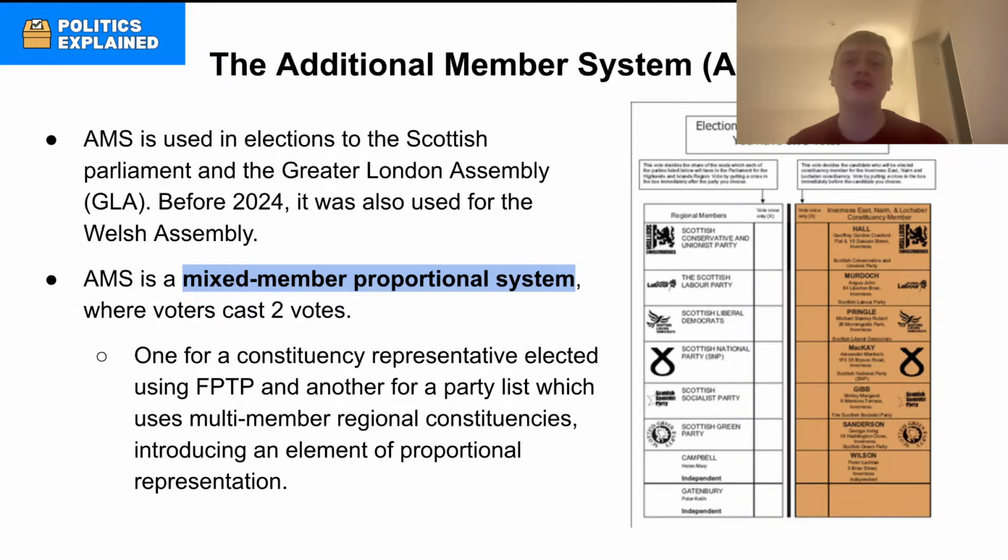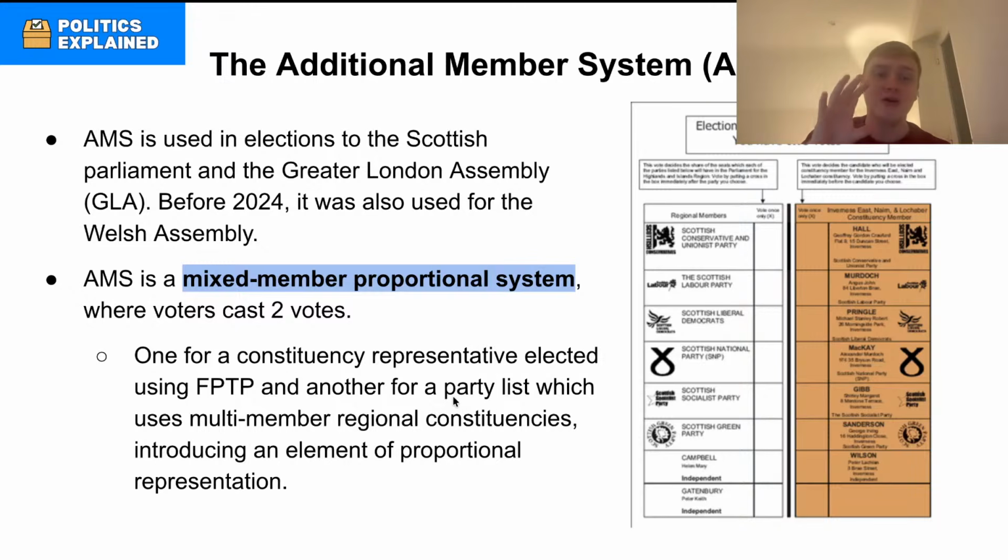Okay, moving on now to the additional member system. So this is the system that's used in elections to the Scottish Parliament and the Greater London Assembly. Before 2024, it was also used for the Welsh Assembly. We're mainly going to be using Scotland for the examples here. It's a mixed member proportional system, and that's a really key phrase you can use and remember and bring in to your essays to impress the examiner.